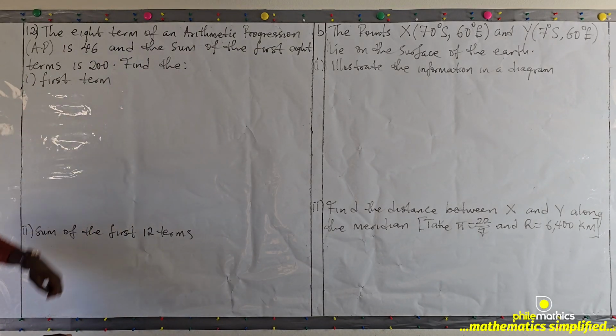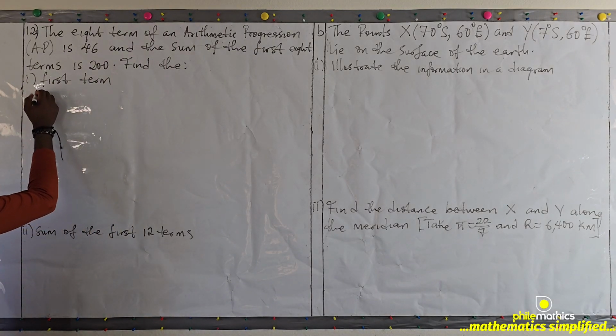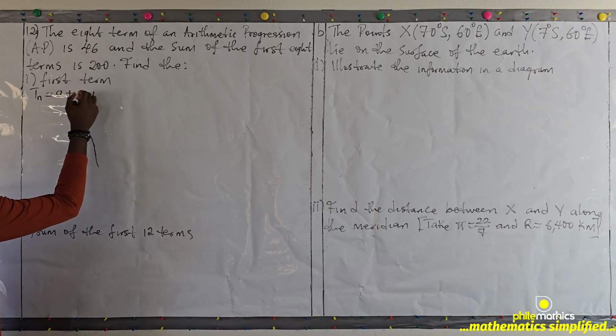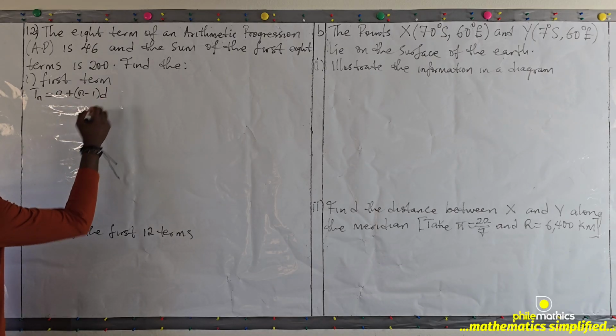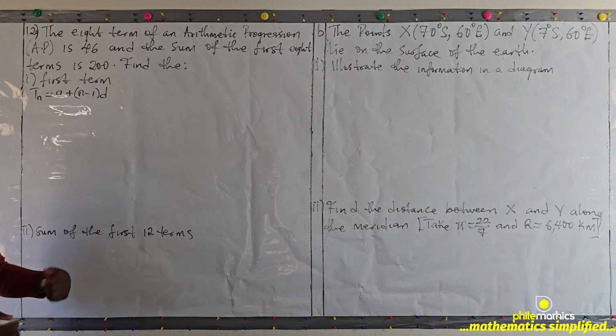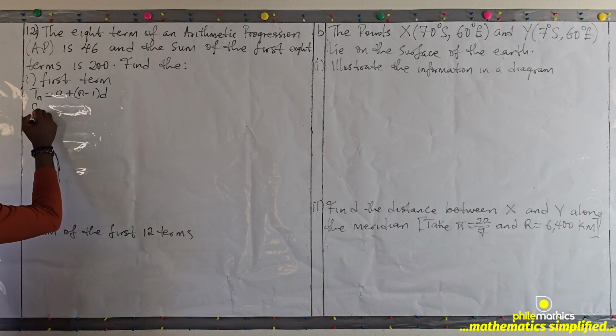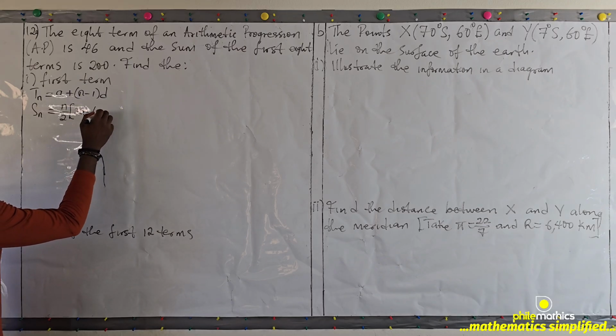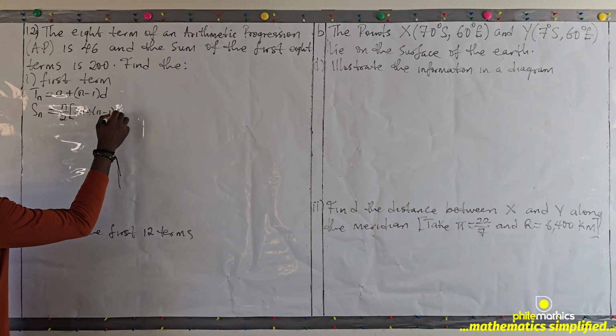8th term of an AP. Remember, the nth term of an AP is a plus (n minus 1)d, and the sum of an AP is S_n equals n over 2 times (2a plus (n minus 1)d).